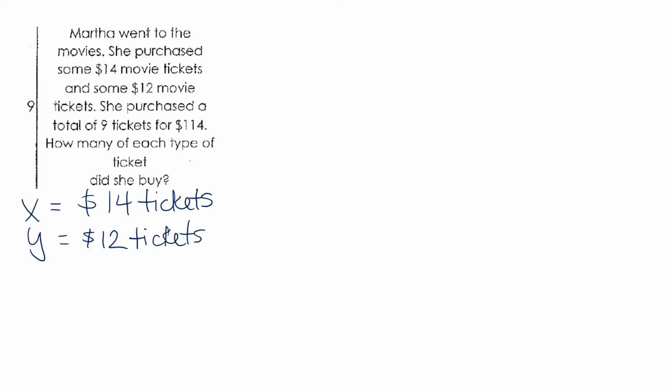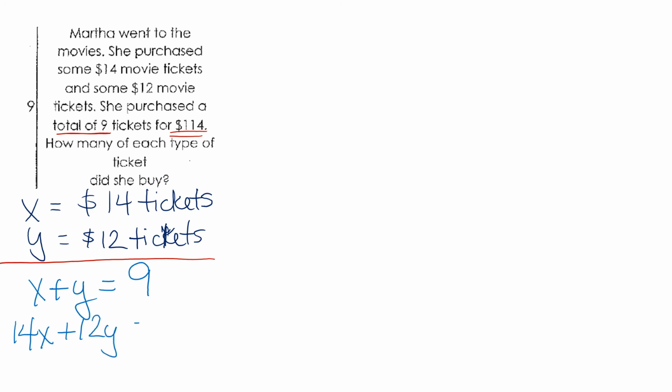Now, this is another problem you got to think about. It talks about money, and it also talks about the number of items purchased. So let's focus on how many total tickets. So what made up our purchase was the $14 and the $12 tickets, represented by the x and y. So this would be x plus y equals 9. The other part of the problem deals with the amount of money. So your next equation needs to deal with the money value of the variables. So my x is $14, so 14x plus 12y. All those tickets together add up to a value of $114.